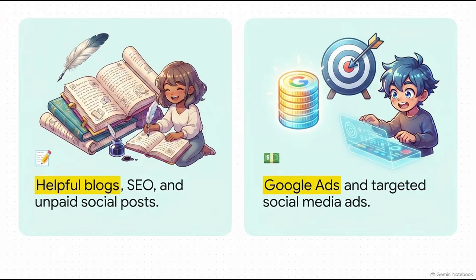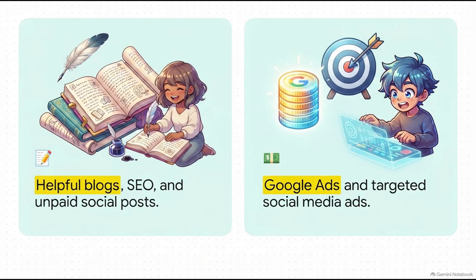Think about your own scrolling habits for a second. Businesses basically have 2 main options to create that magnet. On one hand, you've got organic content. Think helpful blog posts, search engine optimization, and unpaid social media posts. On the flip side, you have paid advertising. These are things like Google Ads and highly targeted social media ads where you are literally paying money to reach people faster.